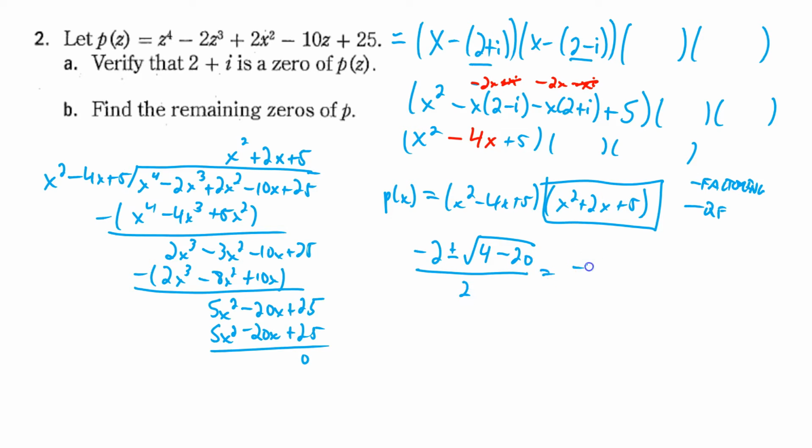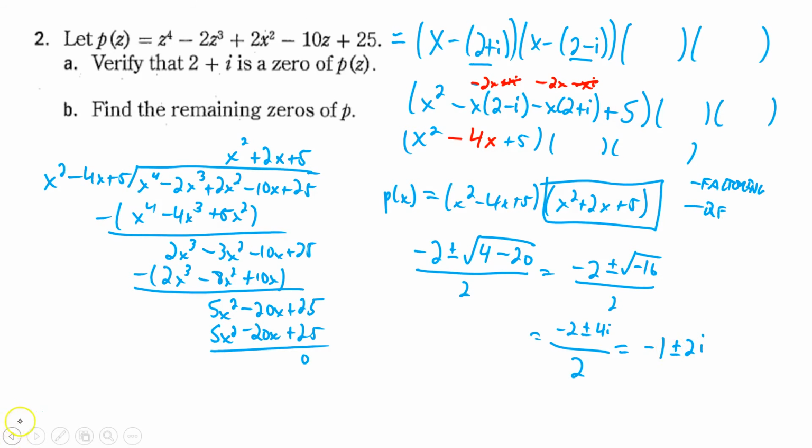So that gives me negative 2 plus or minus the square root of negative 16 over 2. That's negative 2 plus or minus 4i, all over 2. So that looks like negative 1, because I'm dividing by 2 on both of these, plus or minus 2i. So at this point, we've actually gotten all of our zeros.